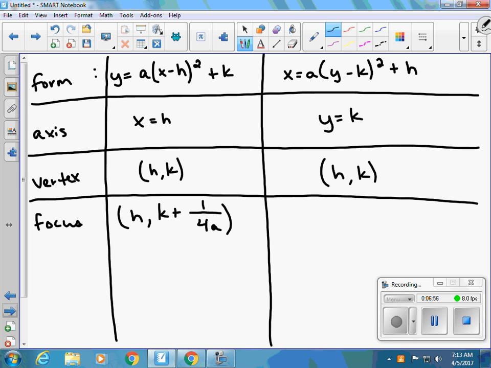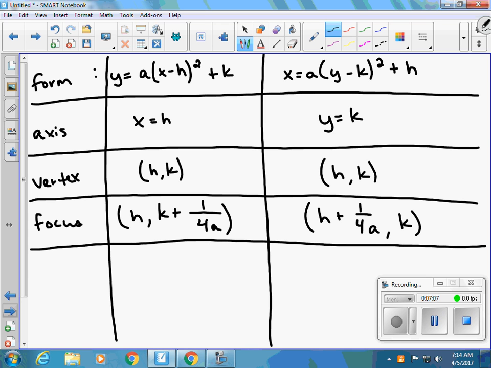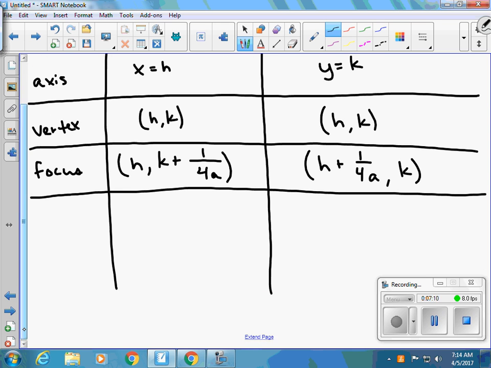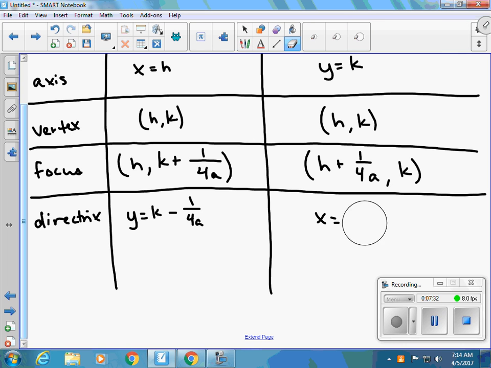The focus can be found from h comma k plus 1 over 4a. At the same time, this one just kind of flips, so it's h plus 1 over 4a, comma k. For the directrix, it can be formed from that k, except this time it's minus 4a. For the x equals one, it's x equals h minus 1 over 4a.